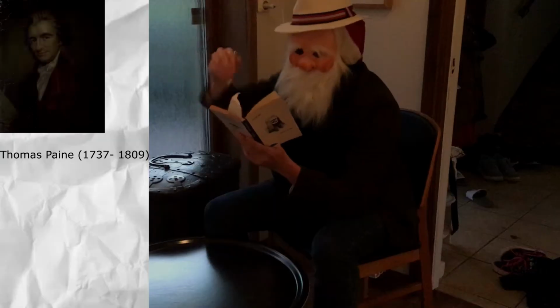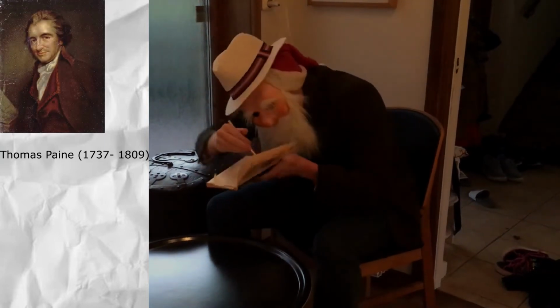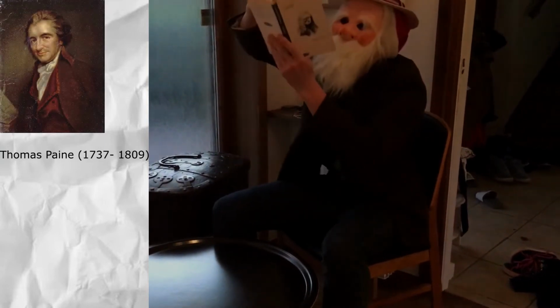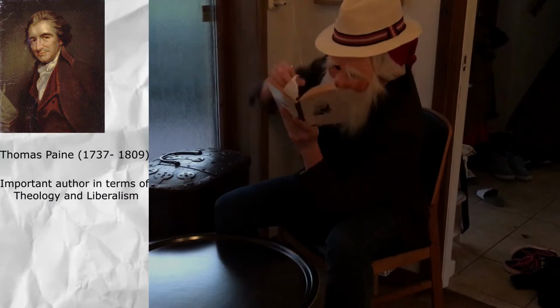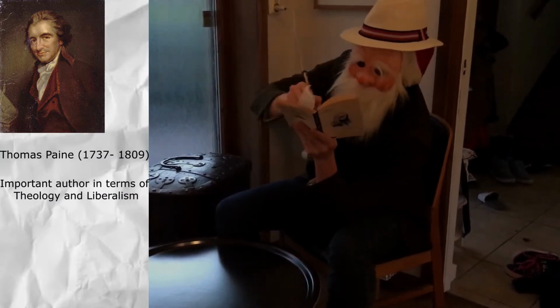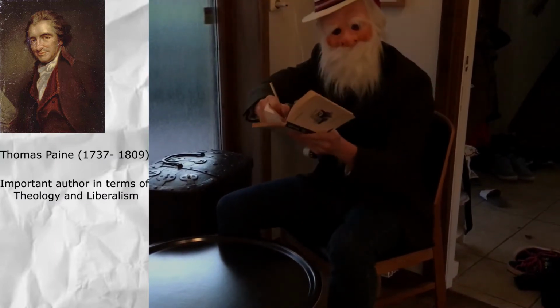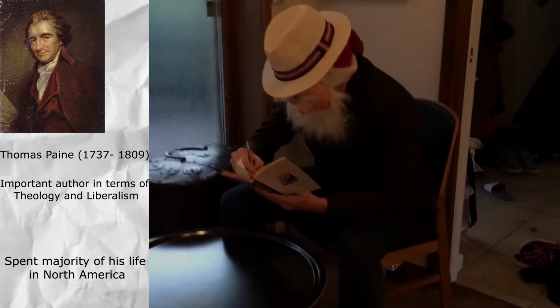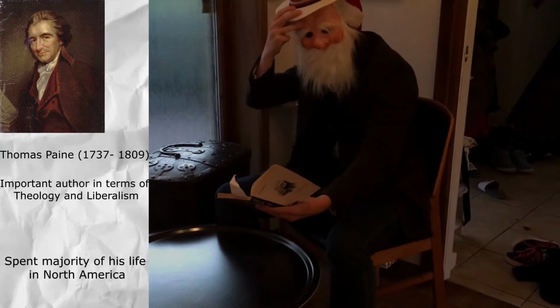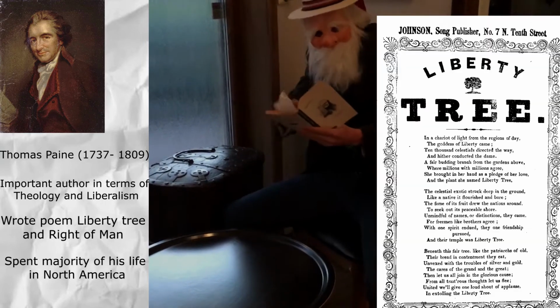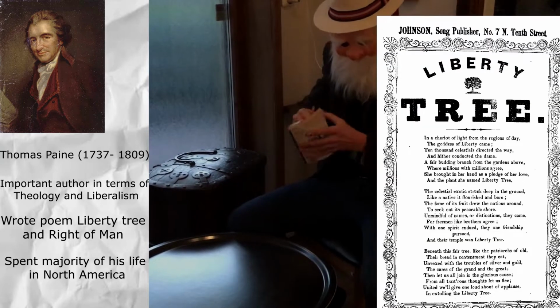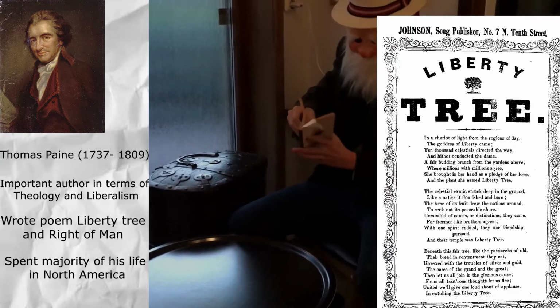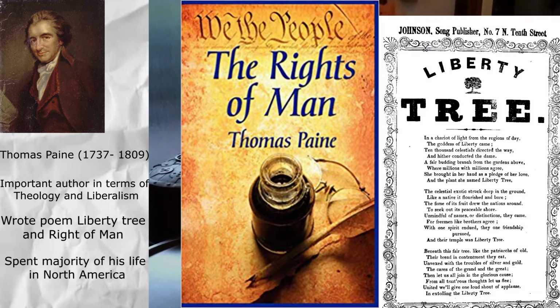The notable and clearly liberal writer Thomas Paine, born in Britain in 1737, is known as one of the most important authors during the American independence movement in terms of theology and liberalism. He spent the majority of his life on the offshore colonies in North America and wrote important literary works such as the poem Liberty Tree, which intended to motivate people in the opposition against the British Crown, and the book The Rights of Man, intended to propose a practical implementation of liberalism.